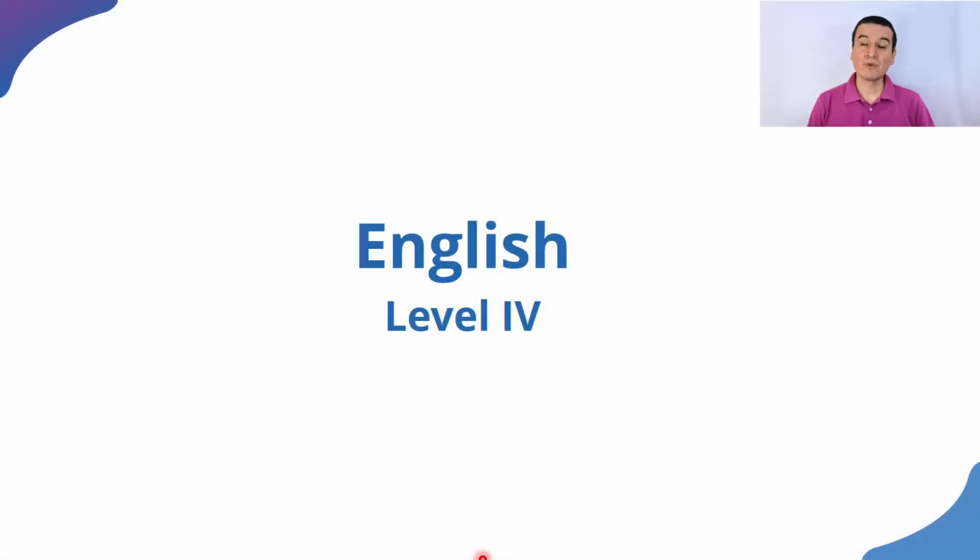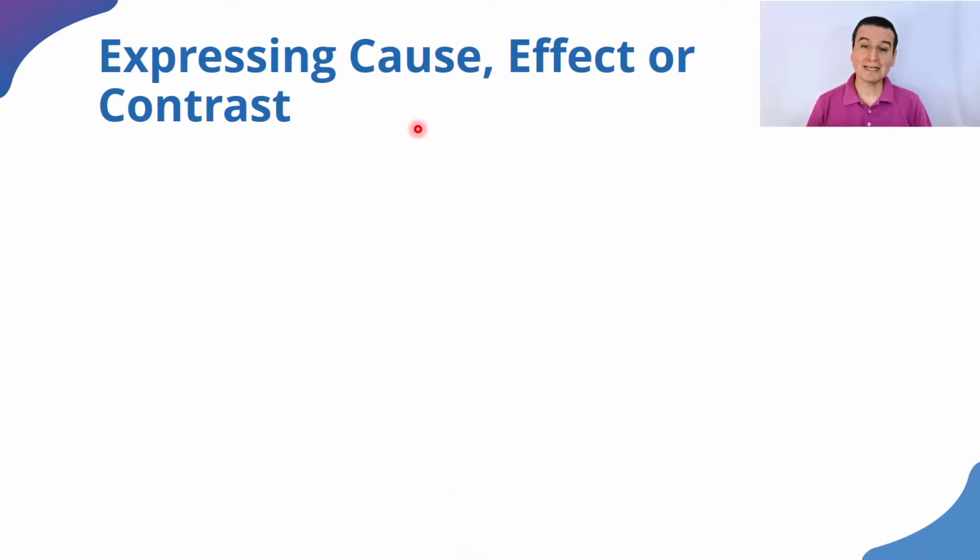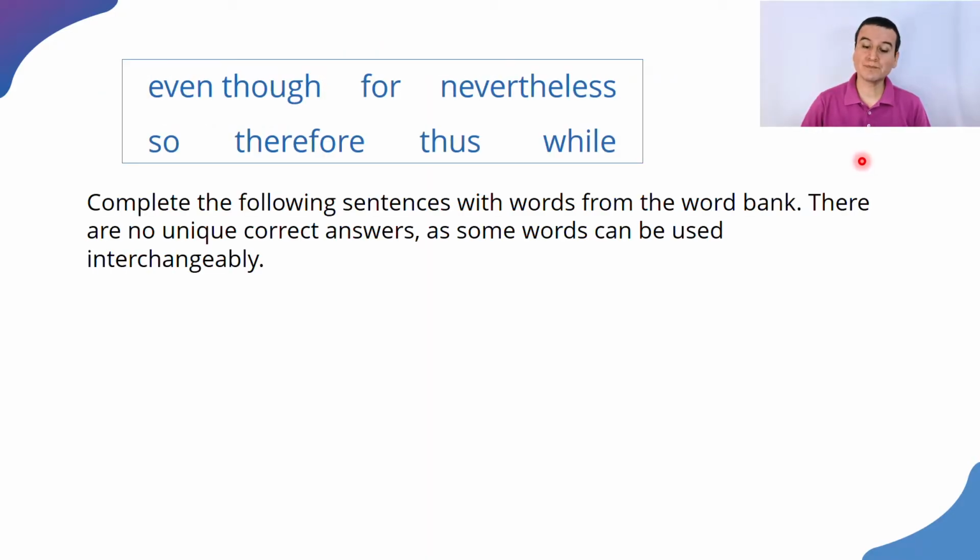Hi, we're going to continue to talk about cause and effect and contrast, and now I have an activity for you to practice what you learned in the previous video. This is the activity. Complete the following sentences with words from the word bank. There are no unique correct answers, as some words can be used interchangeably.